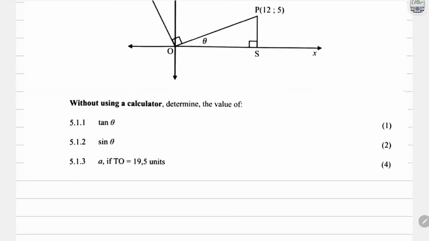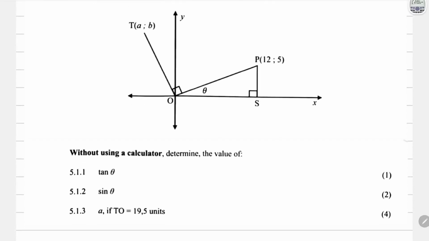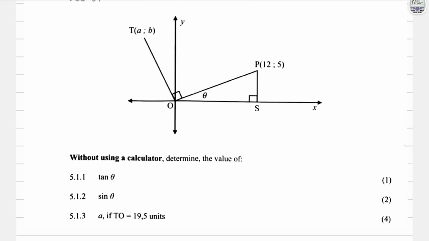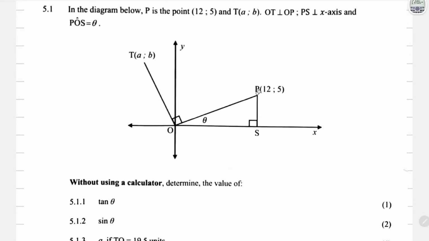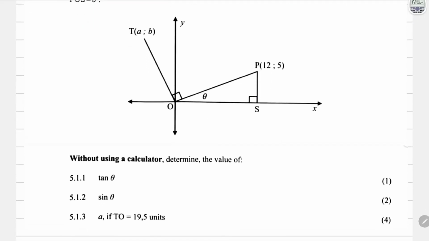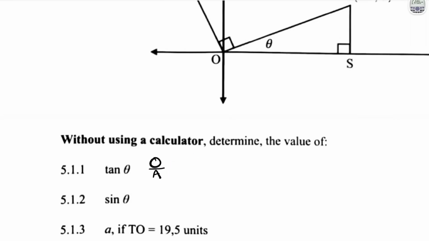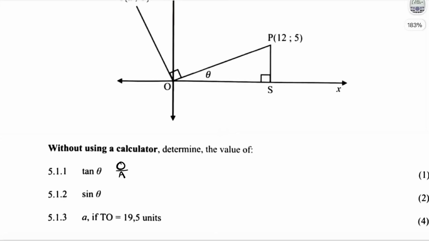The first question is, without using a calculator, determine the value of tan theta. Okay, so let's go ahead and start with that one. With 5.1.1, tan theta, we're really just looking at this diagram. Remember tan using SOHCAHTOA, the TOA part is for tan, which is opposite over adjacent. So you don't even need the hypotenuse for this, so don't go ahead and start finding it now.